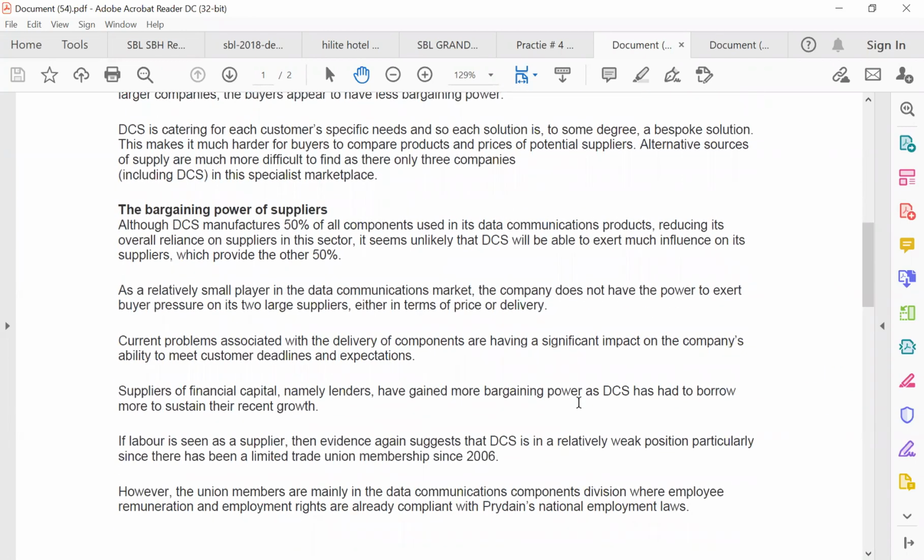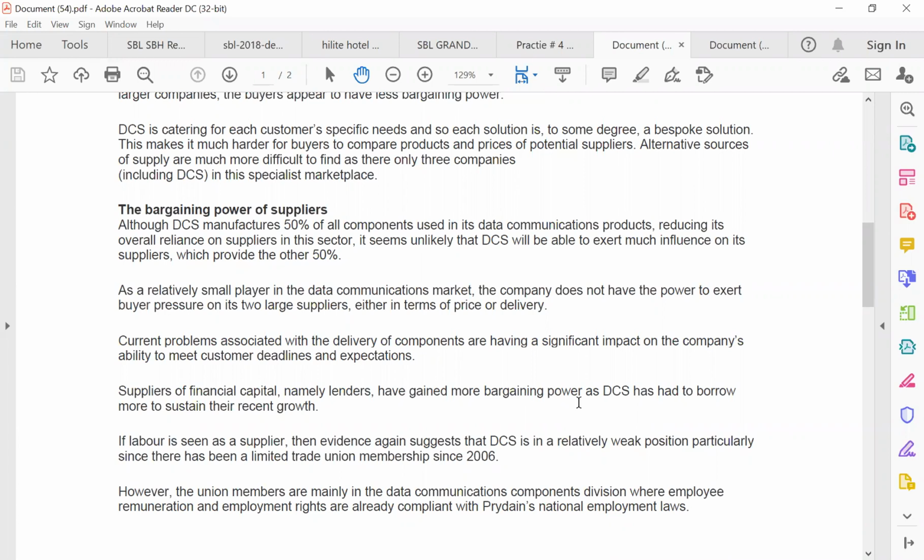The second says the bargaining power of suppliers. Now, this answer is quite extensively written, right? I had an ample amount of time, basically, as I wrote this in my previous attempt. Even if you write 60% of the answer that I have written in front of you, you will be getting 100% marks, right? So although DCS manufactures 50% of the components used in data communication products, reducing its overall reliance on suppliers in this sector.